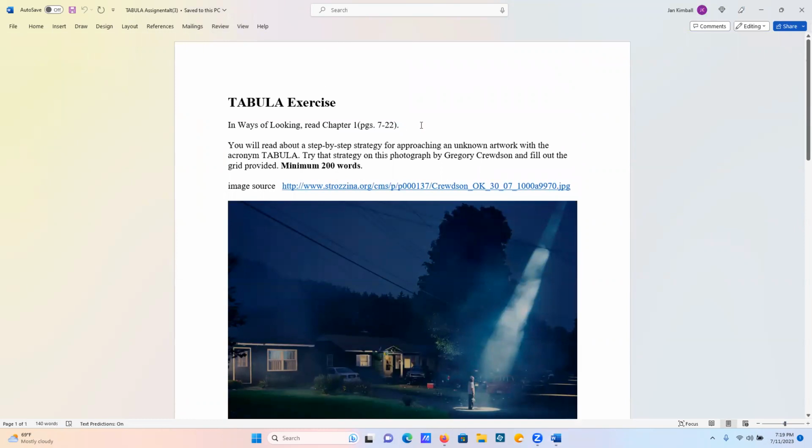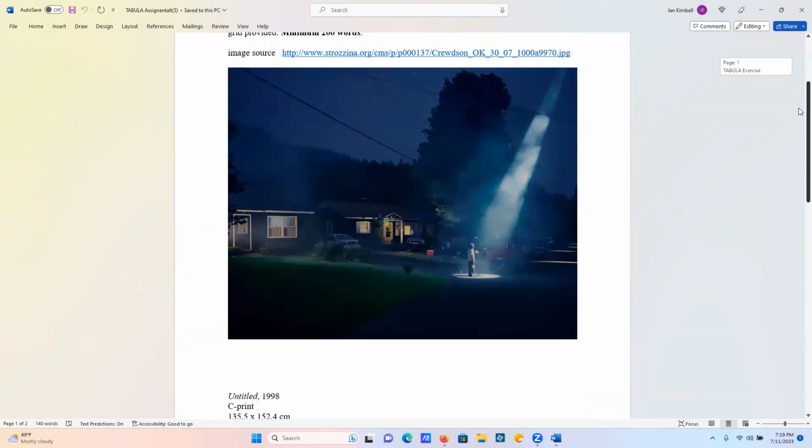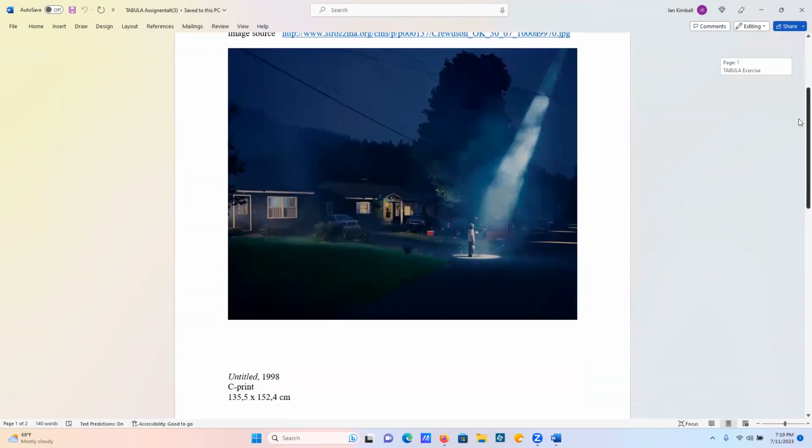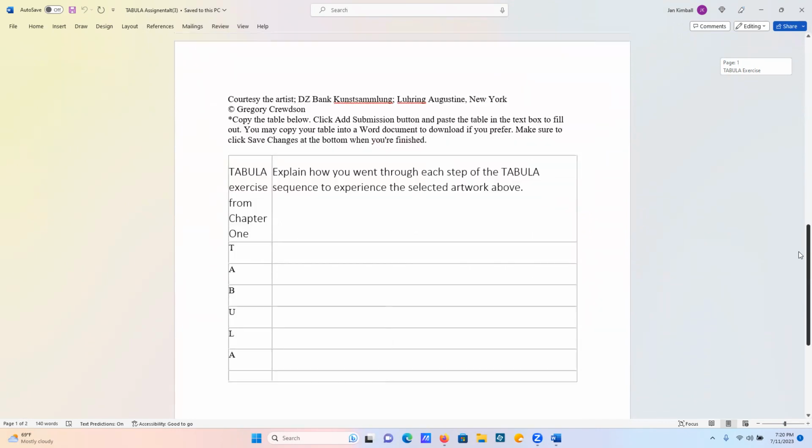This just refers back to that first chapter. This artist is a photographer named Gregory Crewston, and the whole thing should be 200 words. So here is his photograph, and it's from 1998. This is not the artist. This is, I think, like a gallery, maybe where it was or something like that. So just ignore that.